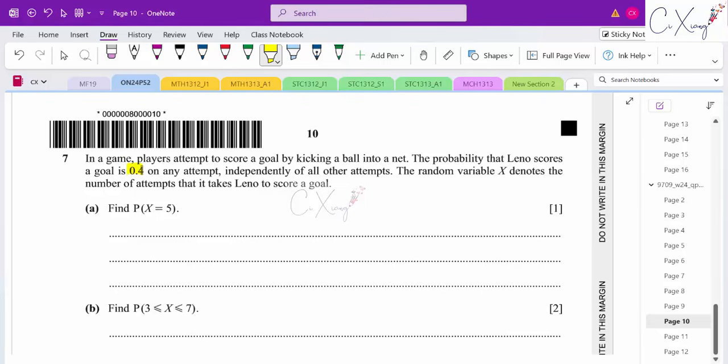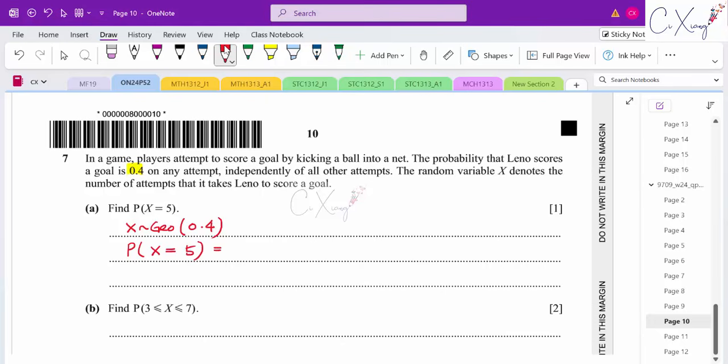So that means for this question, if you look at the structure of the question, you attempt until you get a goal, right? It is actually the number of attempts. When you try something until you get the result that you want, we call this a variable under the geometric distribution. So from here you should know that x is geometrically distributed with p equals 0.4. Then they want you to calculate the probability for x equals 5.